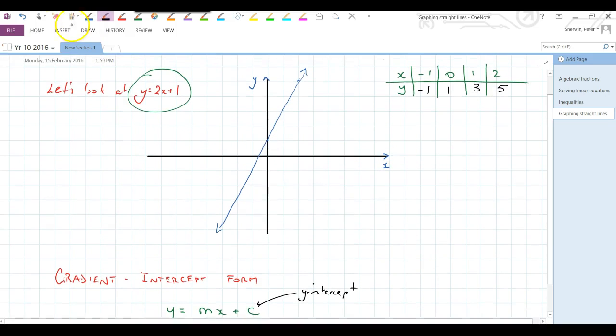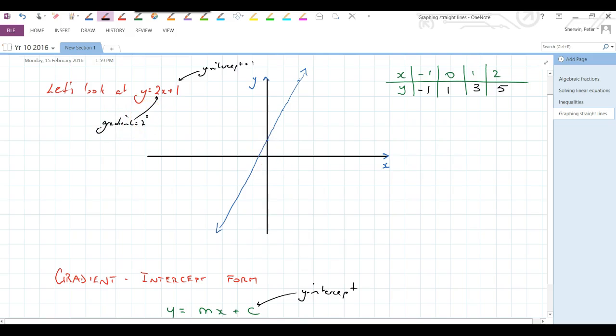This is in that gradient intercept form, isn't it? y equals. So here, that's telling us that the gradient equals 2, isn't it? Alright, so we'll check that in a moment. And this 1 here is saying that the y-intercept of this line is equal to 1. Let's go and check here. Is the gradient equal to 2?